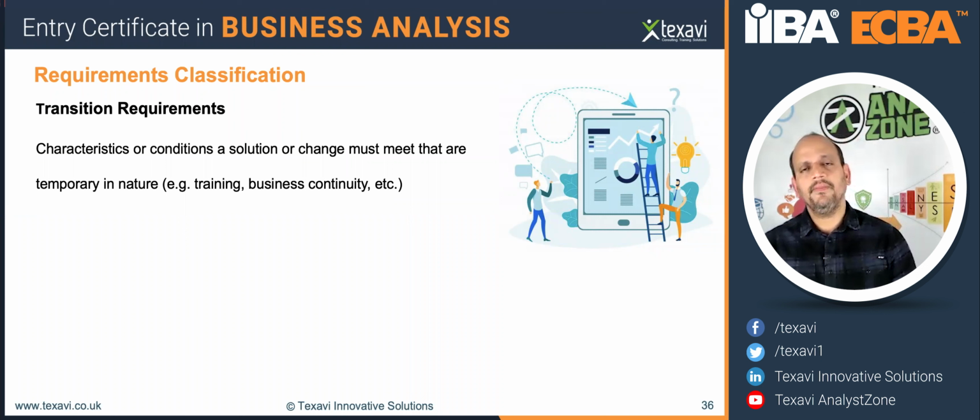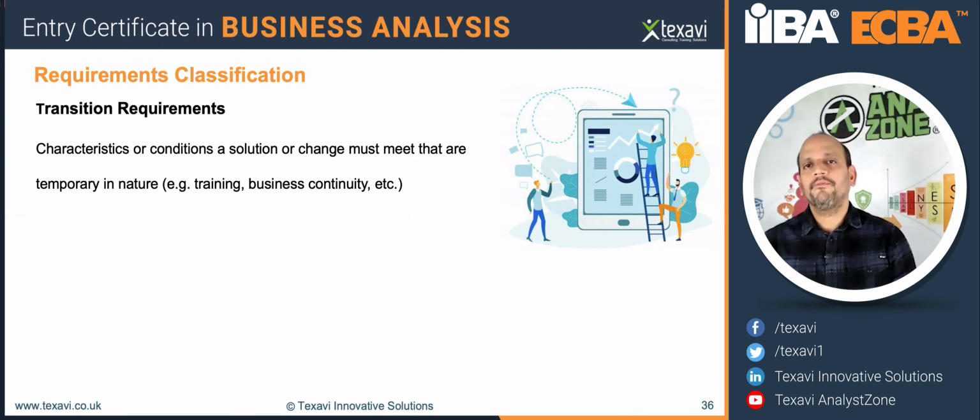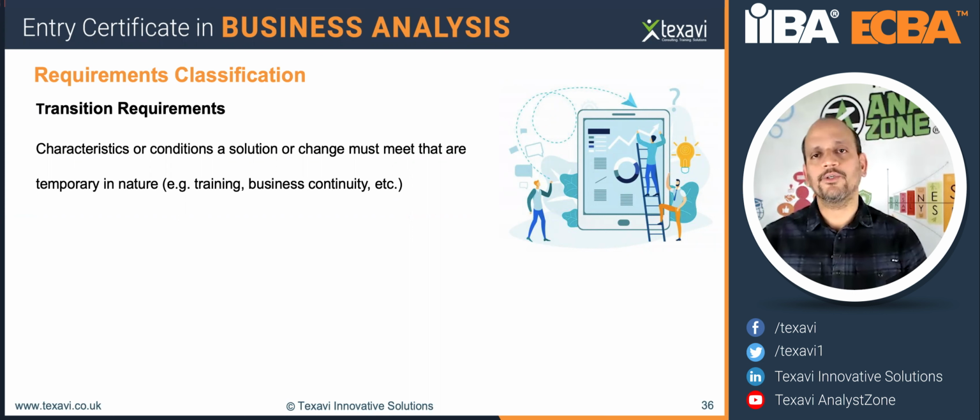Transition requirements. So we have seen three types of requirements so far. First, we had a look at the business requirements. Then from the business requirements, we looked at the stakeholder requirements. Then we had a look at the solution requirements, which is about the functional and the non-functional aspects of the solution. And then the fourth type is basically the transition requirement.